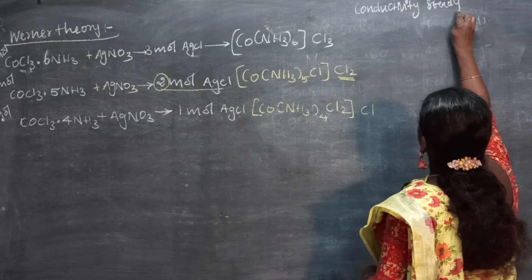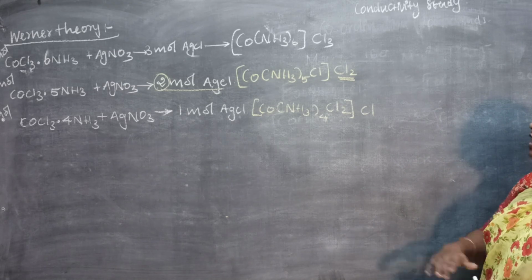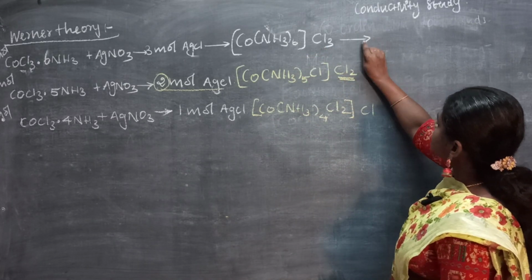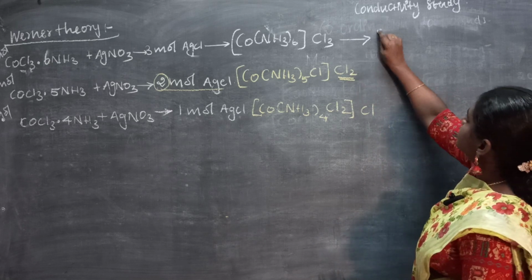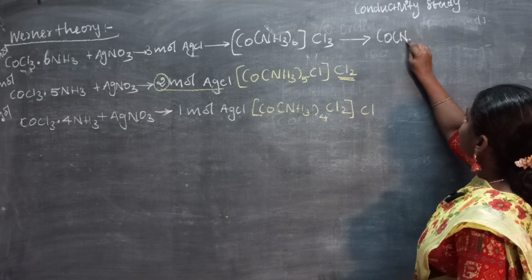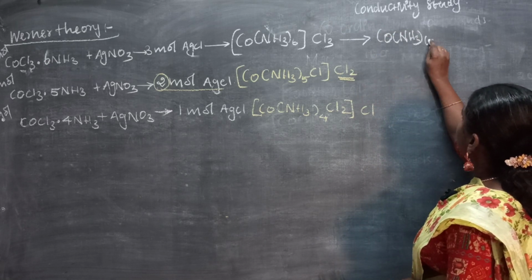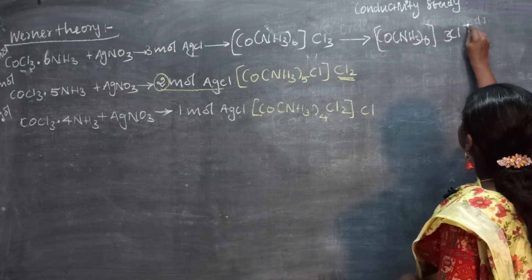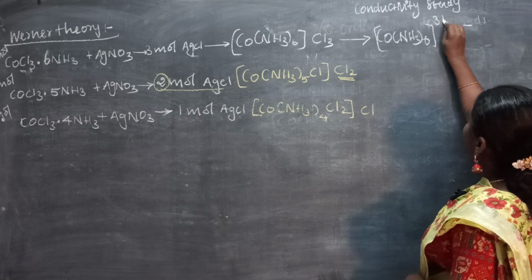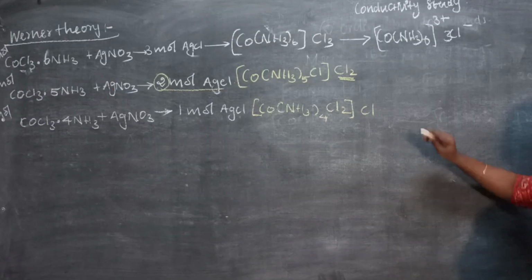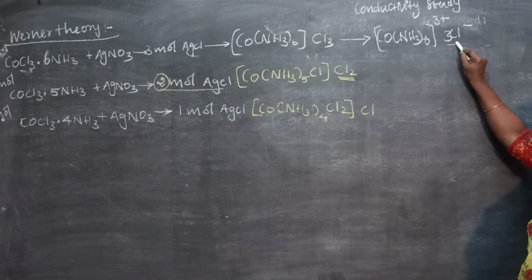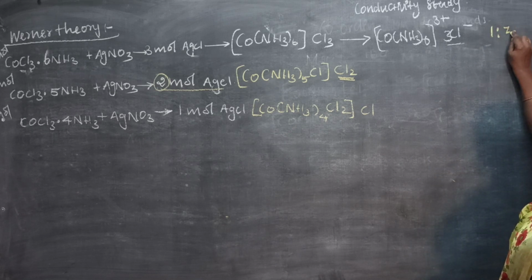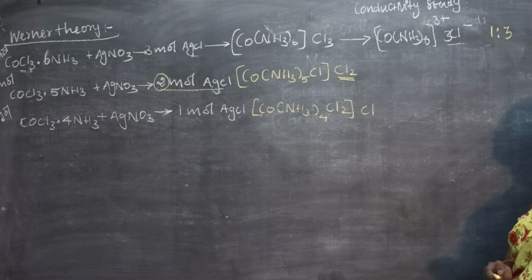By using conductivity study, Werner found that the first complex dissociates as [Co(NH3)6]3+ and 3 Cl minus ions. Here it is 1 ion and here it is 3 ions, so we get it as 1:3 electrolyte type, 1:3 electrolyte.